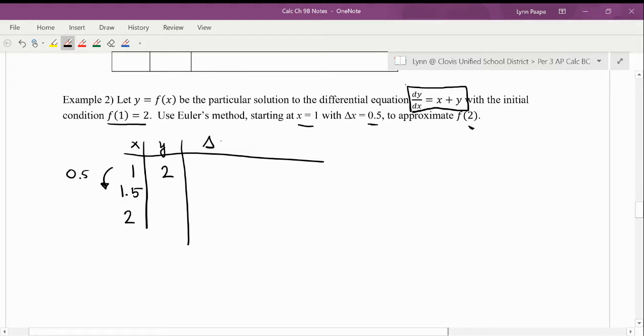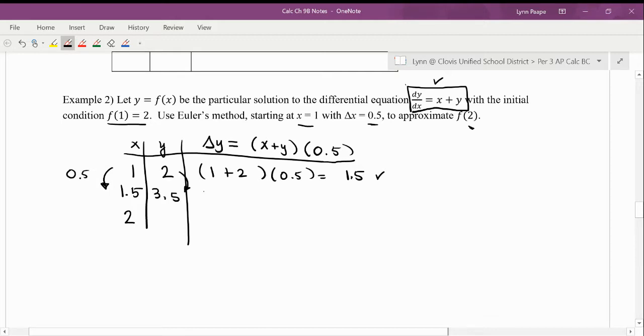So how am I going to find my delta y? Delta y is going to be dy over dx, which is x plus y, and then times delta x, which was 0.5. This is just that formula for Euler. So I'm going to do x plus y and then times 0.5. That would be 3 times 1/2, so 1.5. There's my delta y, and I'm going to add that to the 2. So 2 plus 1.5 would put me at 3.5.